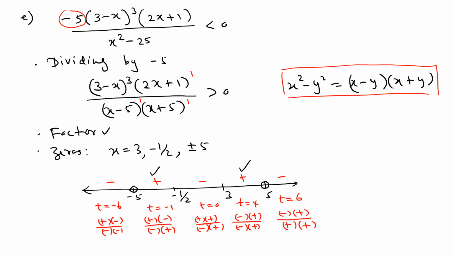So then we can write the solution as: open at negative 5, close at negative 1/2. Actually, it is open at negative 1/2 because there's no equal sign. So this has to be also open, and then union, and then we have 3 to 5 both open. So that is the solution for this problem.